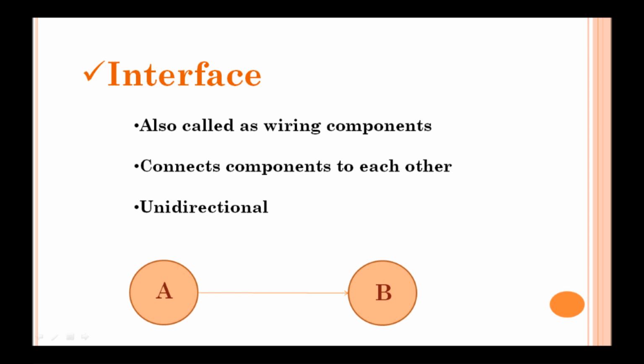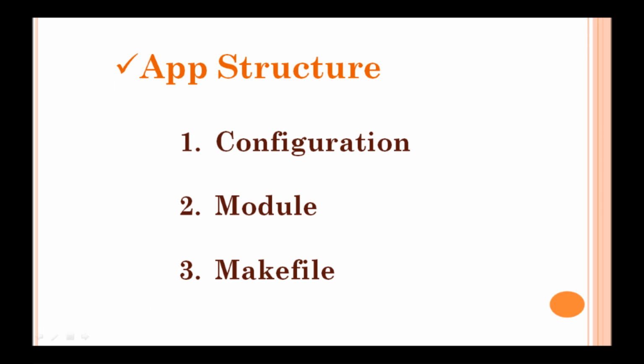Next is interface. Interfaces are very important parts of TinyOS. They are also called wiring components. These components are connected to each other. Here we have component A connected to component B in the direction of component B. Thus it is unidirectional. We can also have it in the other direction. So we can have component B connected to component A, but in the direction of component A. So we have it unidirectional.